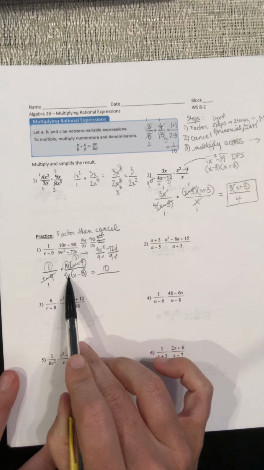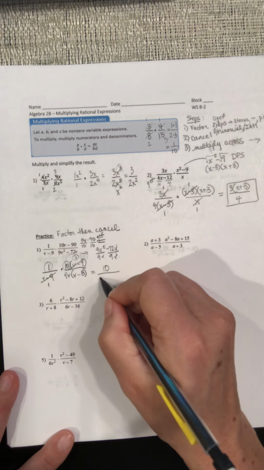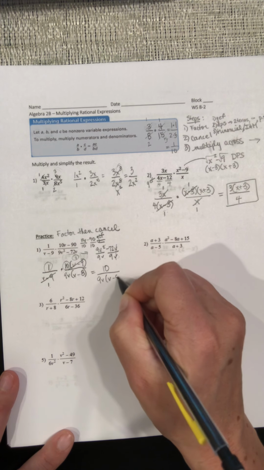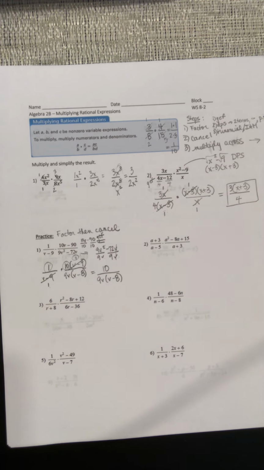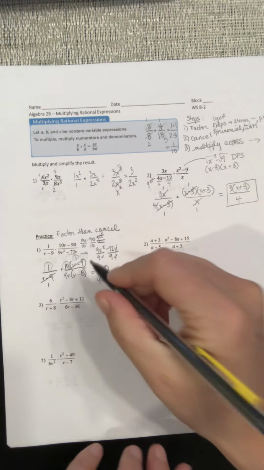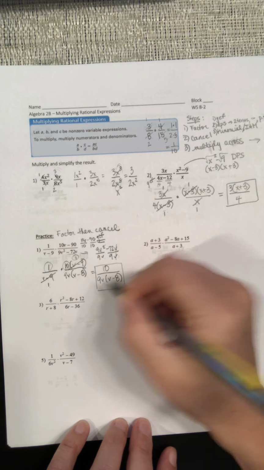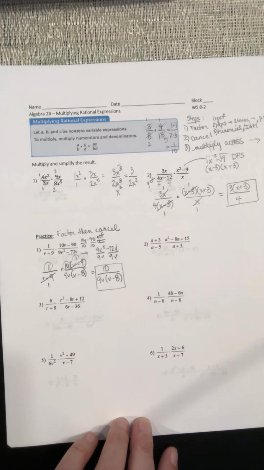1 times 9v times v minus 8 is just 9v times v minus 8. You leave it in factored form. You're done. That's it. Okay? So that's our simplified answer. All right? Now, number 2.